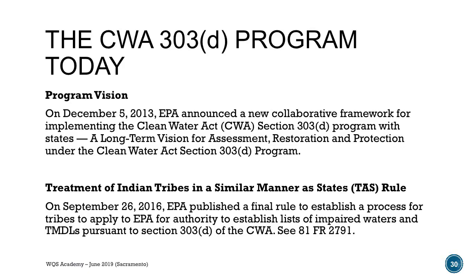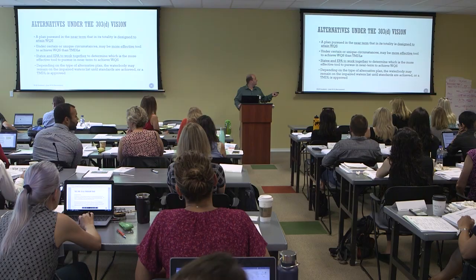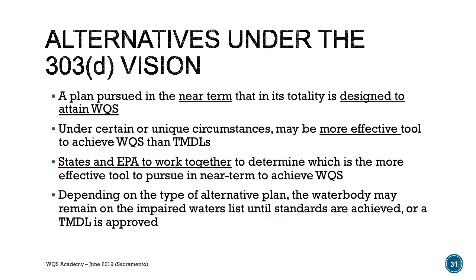So this is the treatment of tribes in a similar manner as states, TAS. I don't know how many tribes in Region 9 have TAS for standards. Okay, so 18 tribes have TAS for standards, and 6 of them have approved standards. So they get the authority to do the standards, and of course they have to come to us for approval. That takes longer. Anyway, I'm sort of rushing to wrap up here.